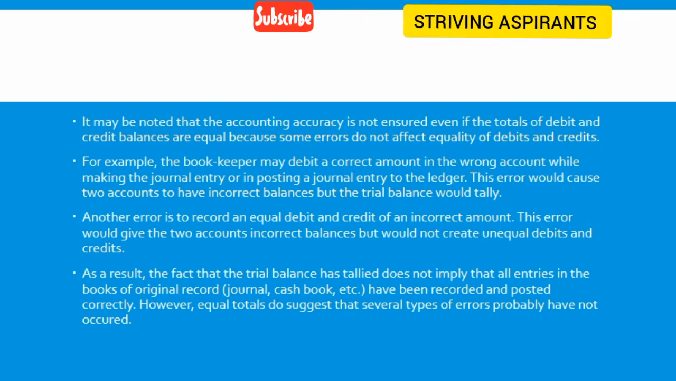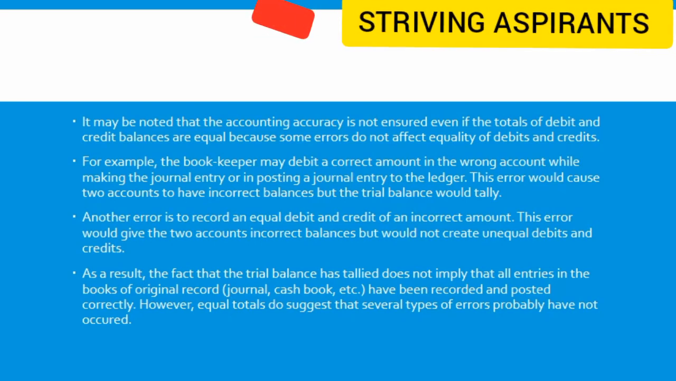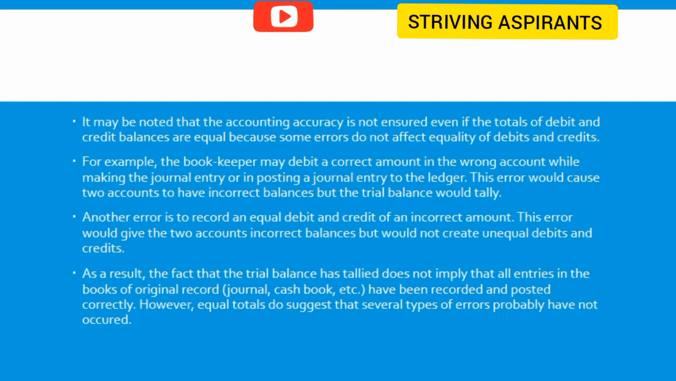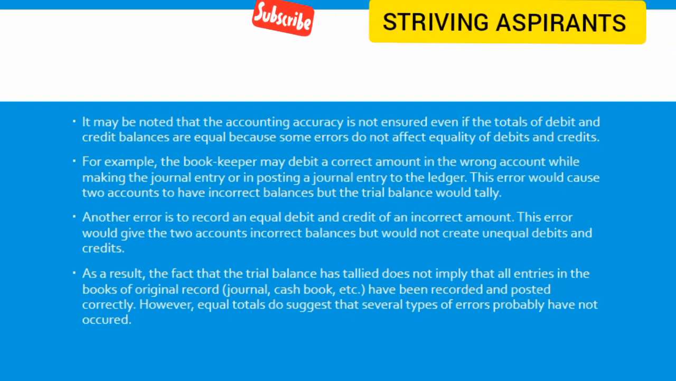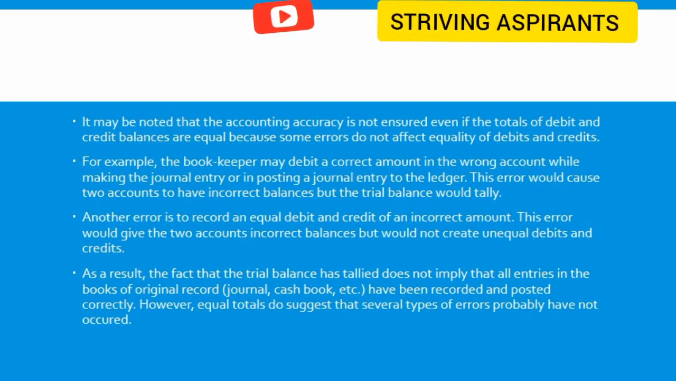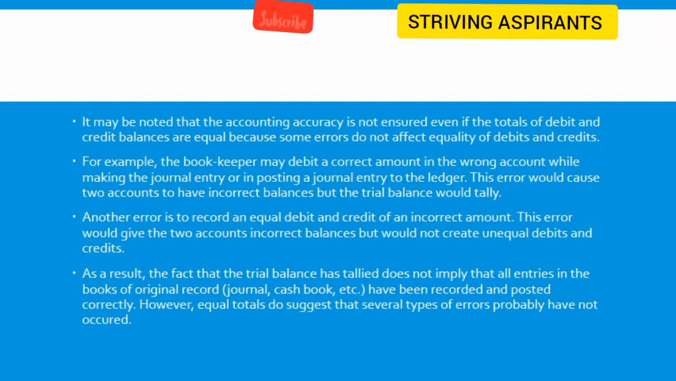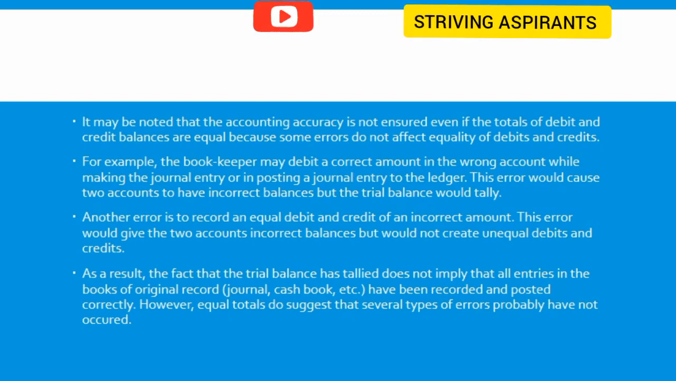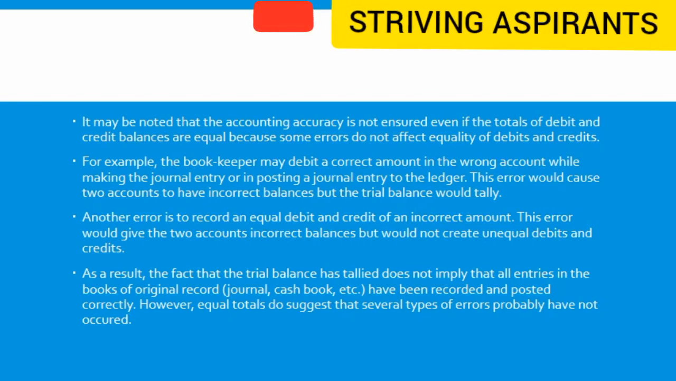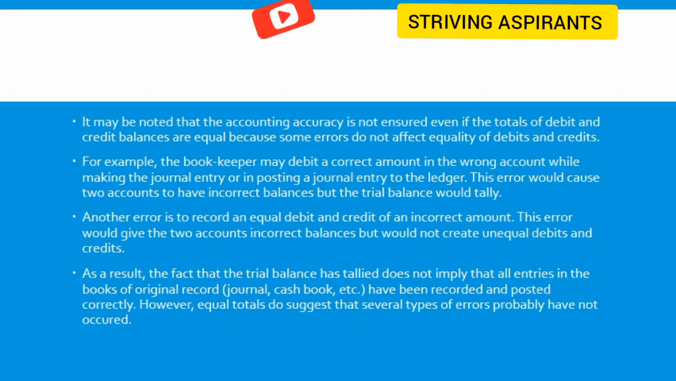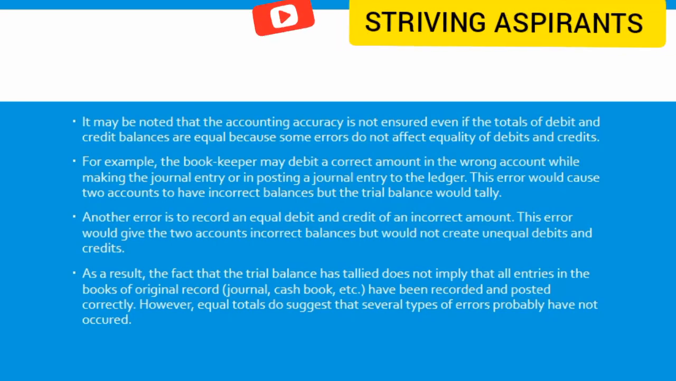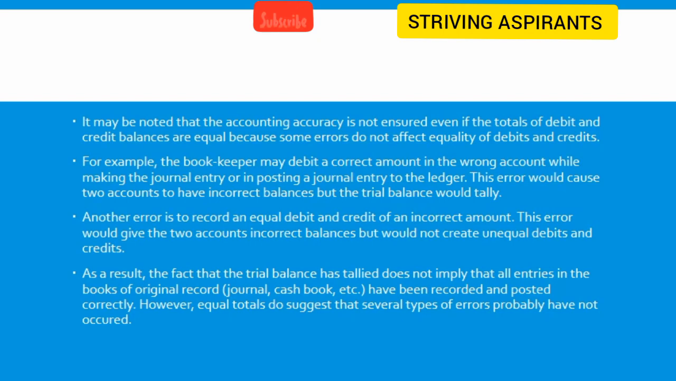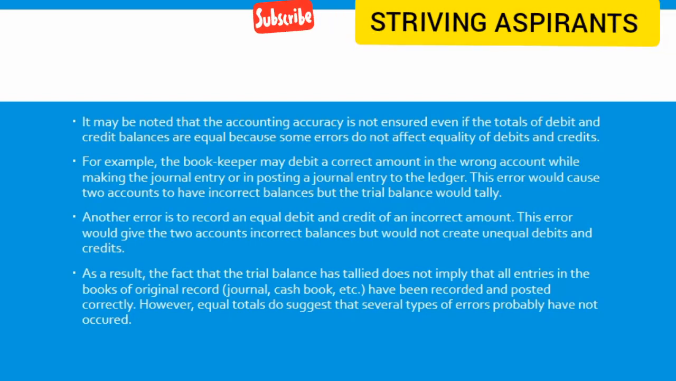Apart from the arithmetical accuracy, what other errors may come in the account balances that we have to check? Let's see some examples. The bookkeeper may debit a correct amount in the wrong account while making a journal entry or in posting a journal entry to the ledger. This error would cause two accounts to have incorrect balances, but the trial balance would still tally. So in this case, the accountant should be careful.